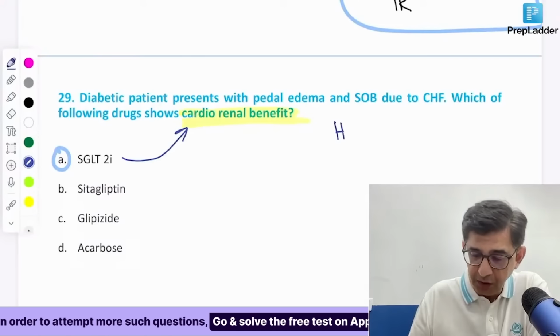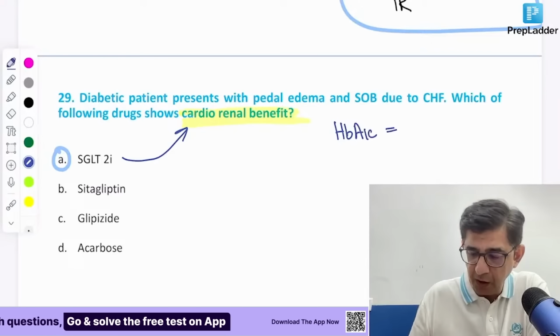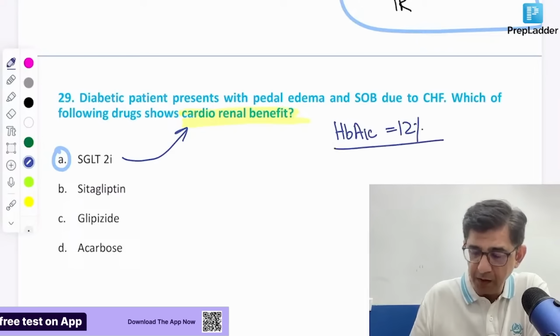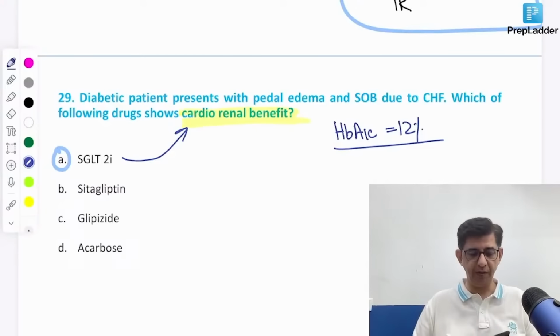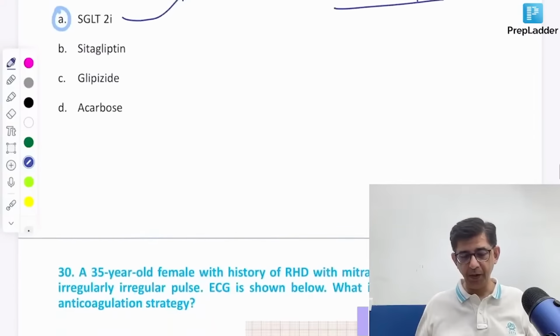Highlight the stem: if it says the HbA1c is 12%, and how will you bring down the HbA1c of the patient, then don't answer SGLT2 inhibitor, the answer would be insulin for the patient. Answer 29 is option A.